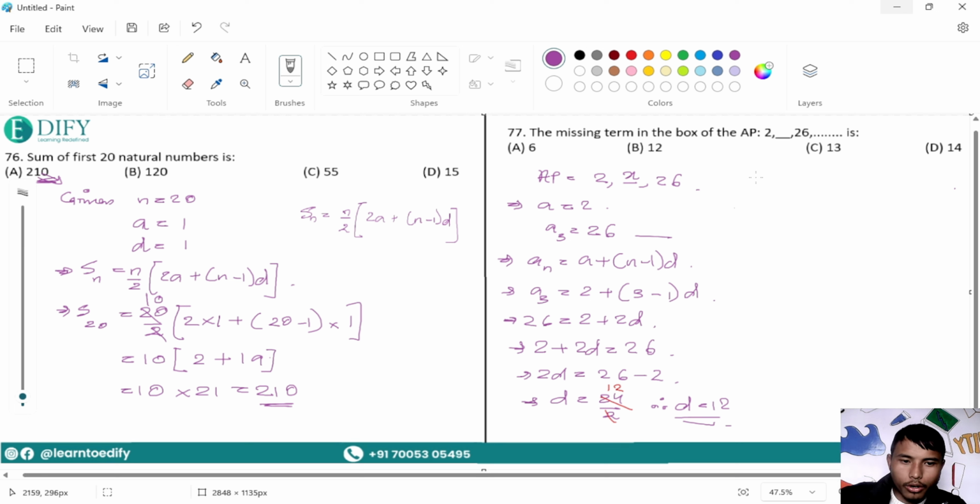So we have the common difference, and we can easily find A2. A2 is nothing but A plus D. So A2 is equal to A, which is 2, plus the common difference D, which is 12. Therefore A2 is equal to 14. The correct answer is option D. Okay.